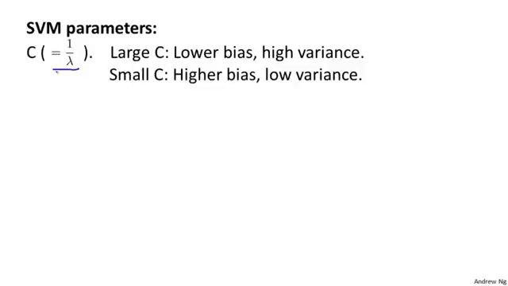So if you have a large value of C, this corresponds to what we had back in logistic regression of a small value of lambda, meaning not using much regularization. If you do that, you tend to have a hypothesis with lower bias and higher variance. Whereas if you use a smaller value of C, this corresponds to using logistic regression with a large value of lambda, and that corresponds to a hypothesis with higher bias and lower variance. So a hypothesis with large C has higher variance and is more prone to overfitting, whereas a hypothesis with small C has higher bias and is thus more prone to underfitting.